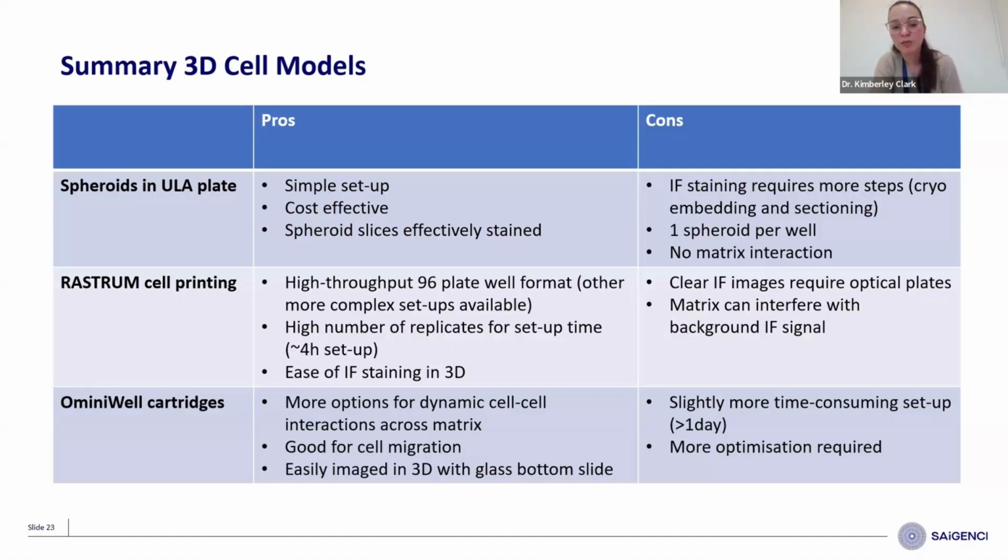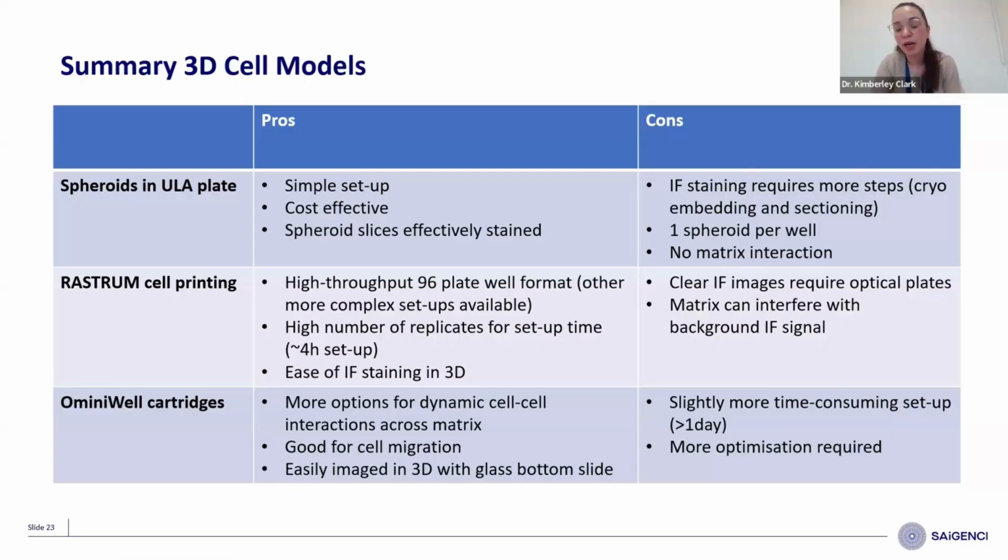When we transitioned to the Rastrum cell printing, this enabled a very high throughput format. Having multiple 96-well plates printed in only a couple of hours enabled us to test multiple different drug conditions quite quickly. And you can stain within the plate, which maintains that 3D architecture really nicely. However, we have found that the matrices from Rastrum can interfere with the background signal, so we have had to work on making sure we've got the best antibodies and staining times to avoid that matrix interaction as well.